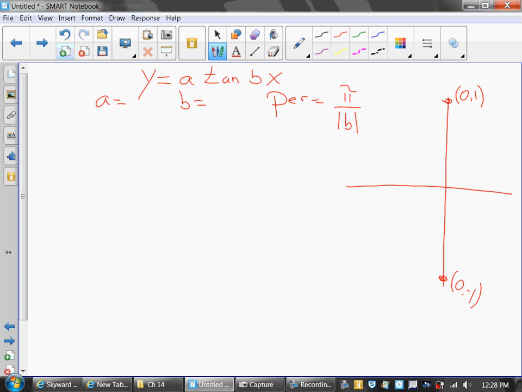What happened here is your asymptotes are always going to occur on intervals of that. So your asymptotes are always going to be at pi over 2 times the absolute value of b. So basically, you cut your period in half, and that's where your asymptotes are going to occur. It's a very simple formula to follow. Let's read it.